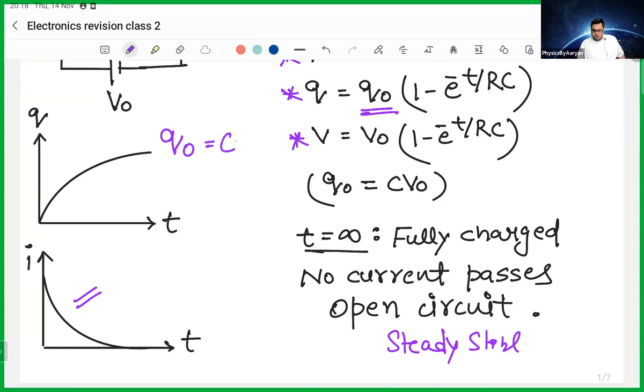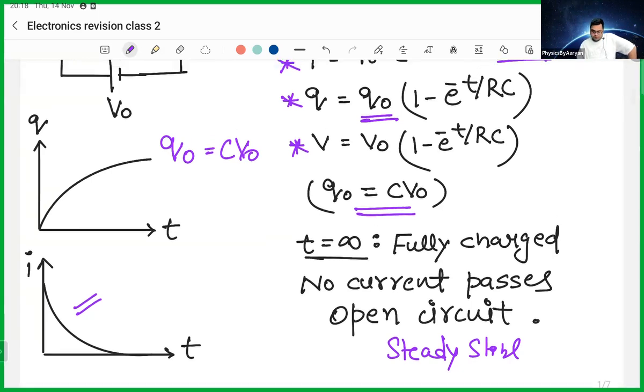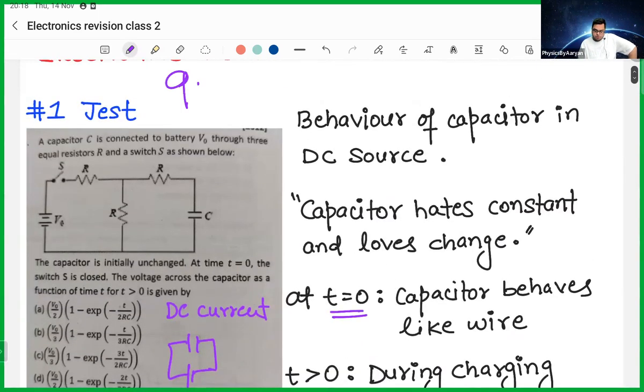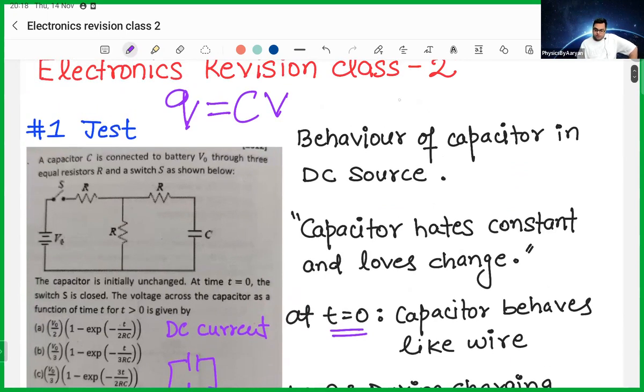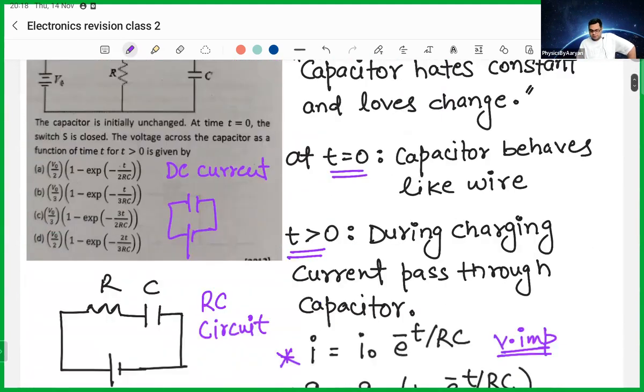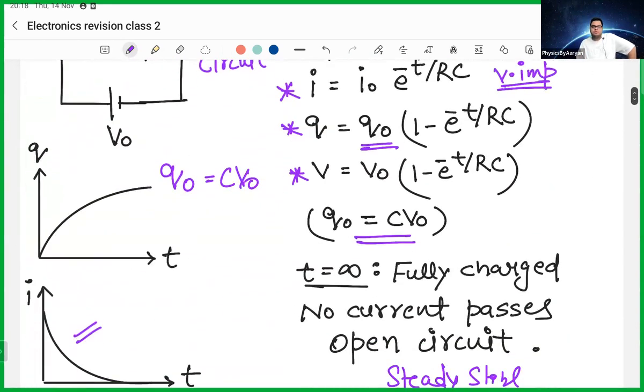Q naught is equal to C into V naught. Okay, this you should know. Q naught equals CV naught. Right, this equation everyone should know for capacitors. Q equals CV. This is the heart of the capacitance, because as you know, V equals IR is the heart of the electronics. Similarly, Q equals CV is the heart of the capacitors. So Q equals CV, so Q naught equals CV naught.